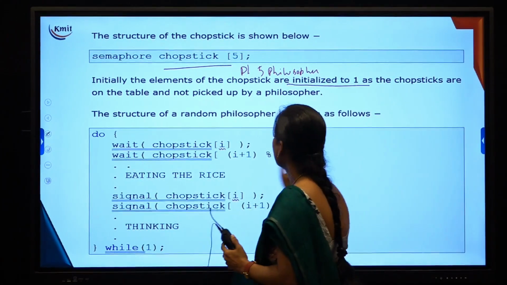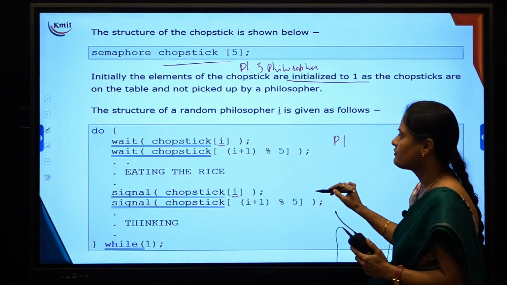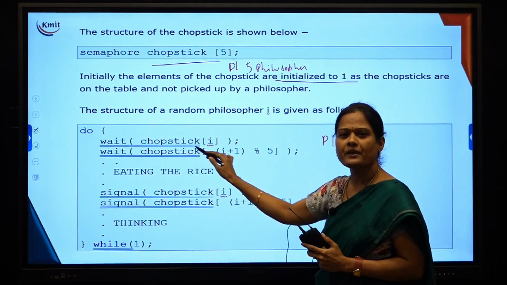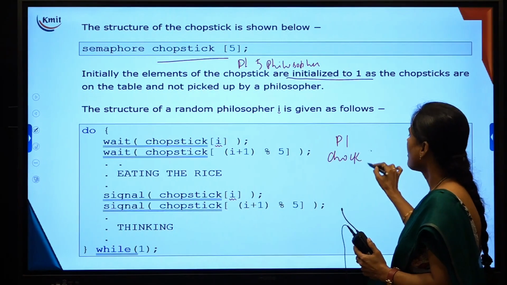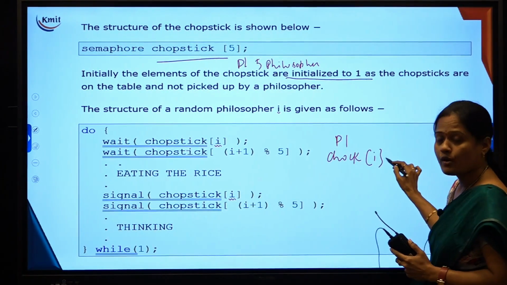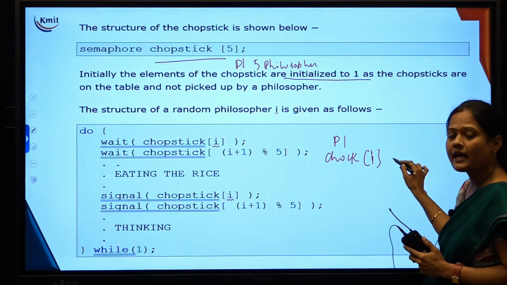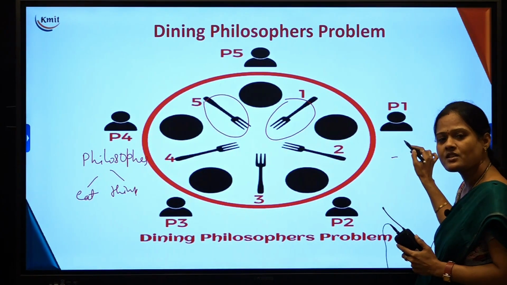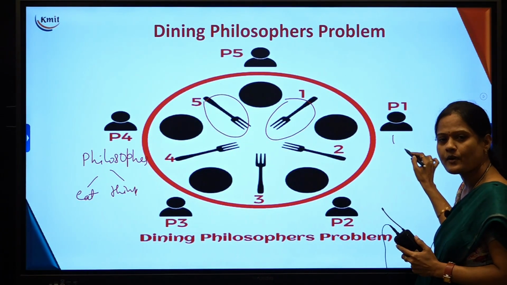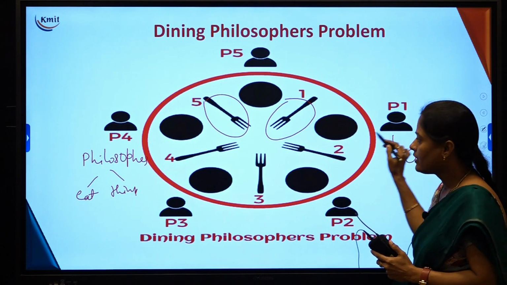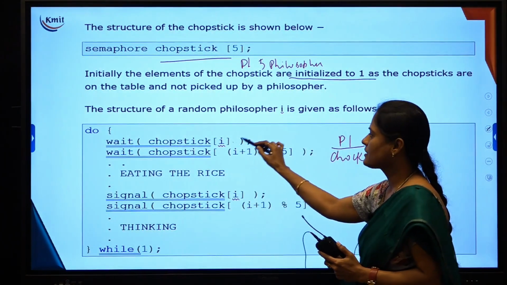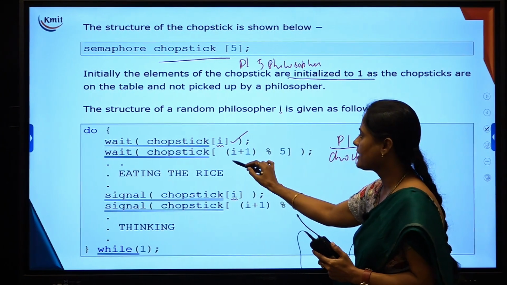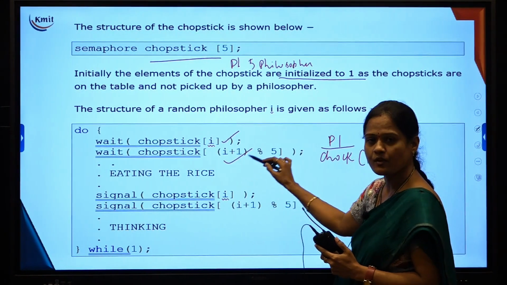Now, for example, if I go for philosopher P1, first he goes for picking up chopstick of 1, so he goes for chopstick of I. So I is nothing but 1 here. When I perform a wait operation, the initial value of this chopstick was 1, now it becomes 0. Now when philosopher P1 wants to eat, he will first take up the chopstick of I which is on the left side, and he again goes for taking a chopstick on the right side.